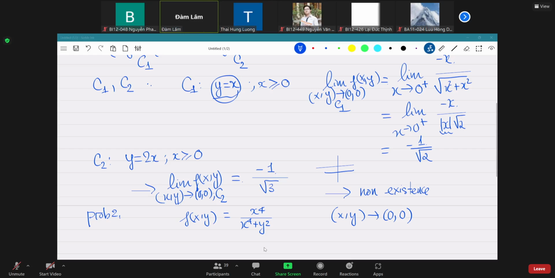Can you read again the question, please? My headphone is running into some problems. You mean the question of the second problem, right? Yes. Okay, so we need to prove that the limit of this function when x, y tend to 0, 0 does not exist. The same question as the first problem.